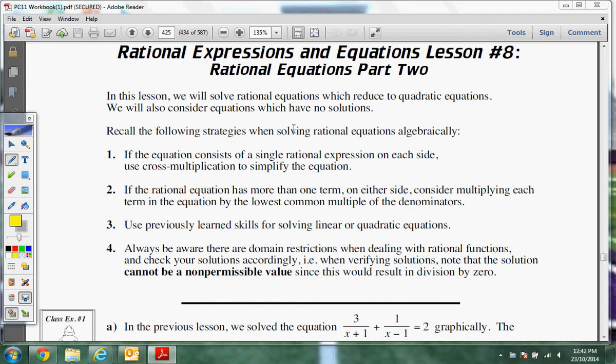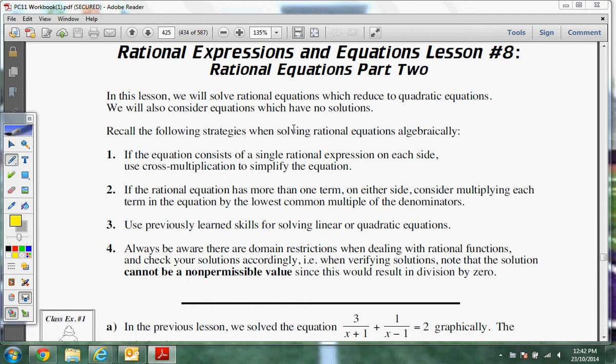If the equation consists of a single rational expression on each side, use cross multiplication. We talked about that earlier. If the rational equation has more than one term on either side, consider multiplying each term by its lowest common denominator. That's what we did in our warm-up here. The lowest common denominator was n plus 1 in our example today. And then use previously learned skills for solving equations. So just your basic solving strategies. And always be aware of your non-permissible values.